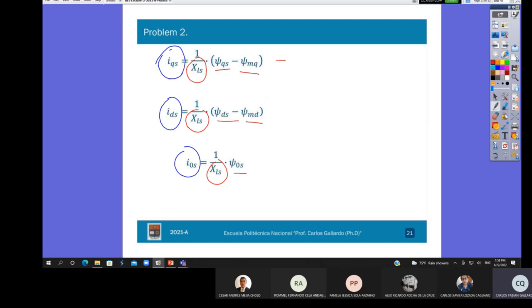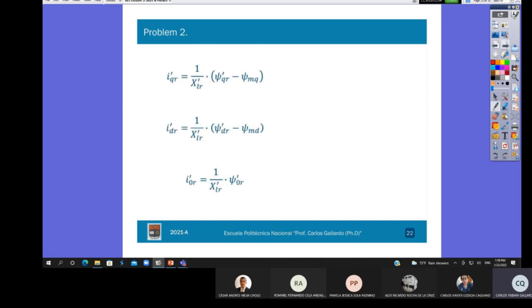So this current, the stator current is equal to negative 0.837873 per unit. Okay, for the direct axis current, I will have 0.073063 per unit. I am only substituting the values, right? And the last one, of course, is equal to 0. This is for the stator.